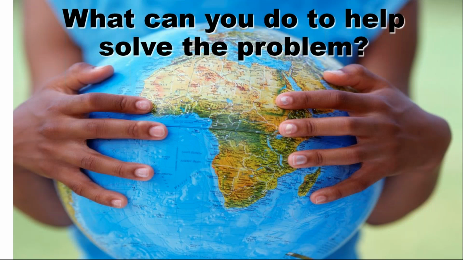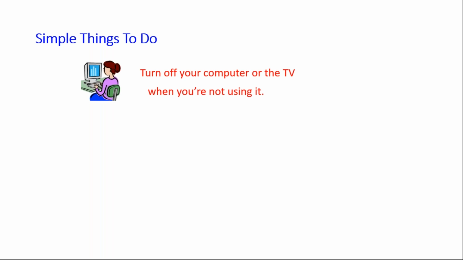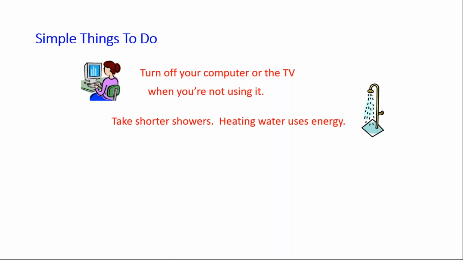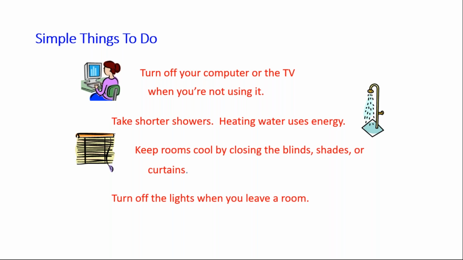For daily life, how to control these problems, how to solve these problems? So we have to follow the simple things in daily life. Turn off your computer or the TV when you are not using it. Take shorter showers. Heating water uses energy. Keep rooms cool by closing the blinds, shades or curtains. Turn off the lights when you leave a room.